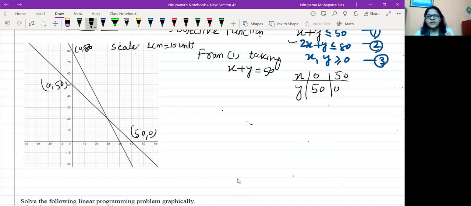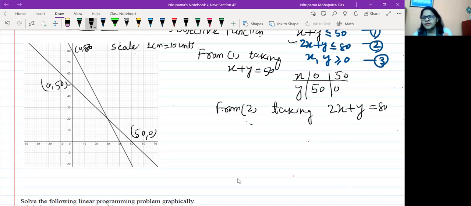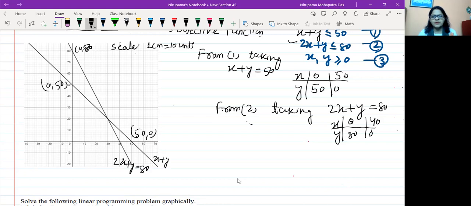Then similarly, from the second, taking 2x plus y equal to 80. I am taking x, y: x equal to 0, so y equal to 80, and y equal to 0, x equal to 40. You can take any 2 points and draw the line, no restriction. So this line is 2x plus y equal to 80, and this line is x plus y equal to 50.